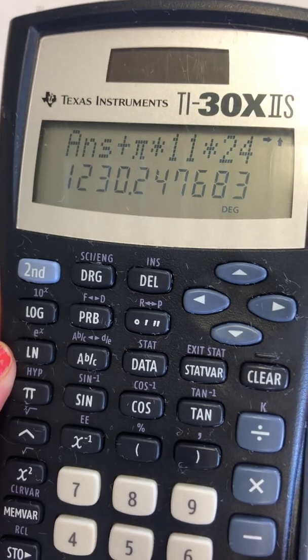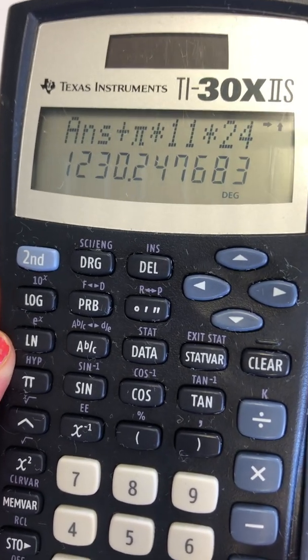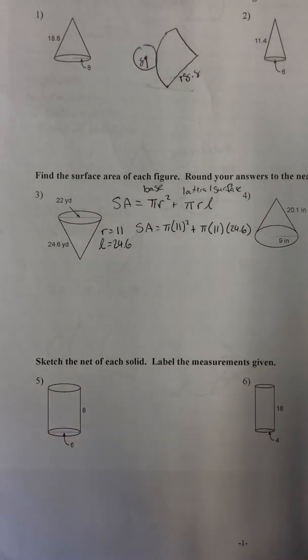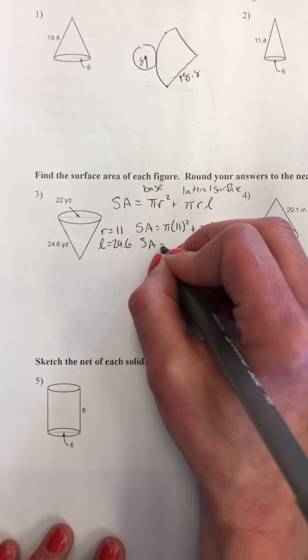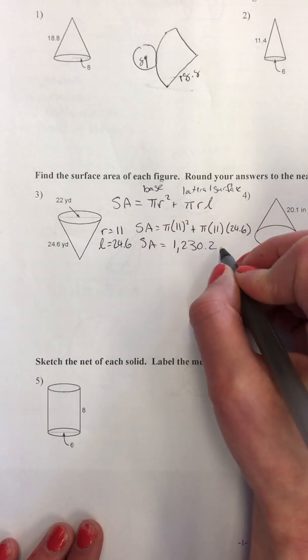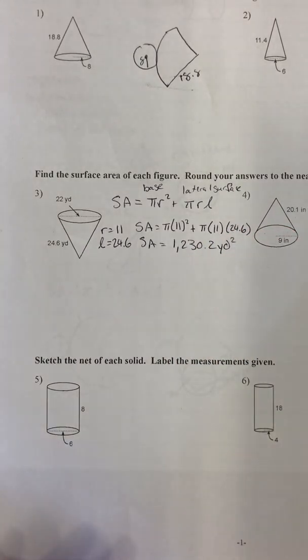So it gives me 1,230.2. So the surface area is going to be about 1,230.2 yards squared.